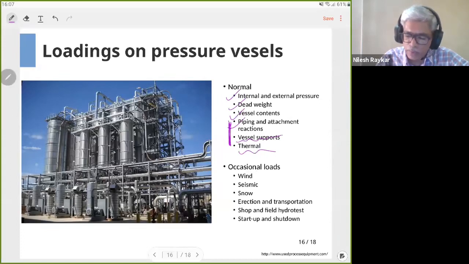There are occasional loads which do not act throughout the life of the equipment, but they are important, like wind, seismic, snow loading. Although you don't design fully for these loads, the moment an earthquake happens, your equipment or part of the equipment should not fail. So you should take care to that extent. And there are some occasional loads like erection, transportation, shop field. They all have to be included in the design report.